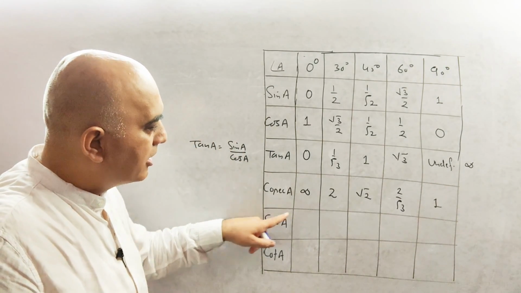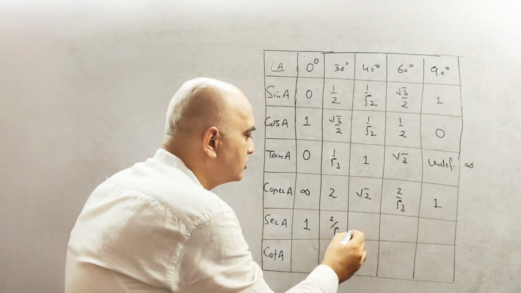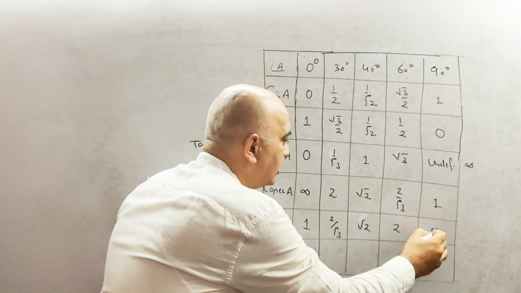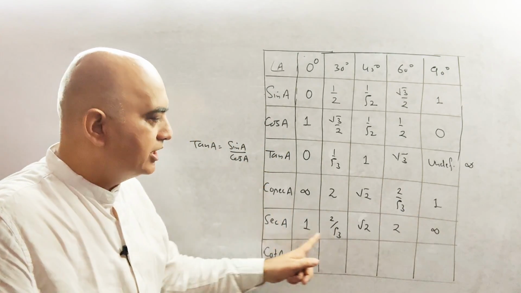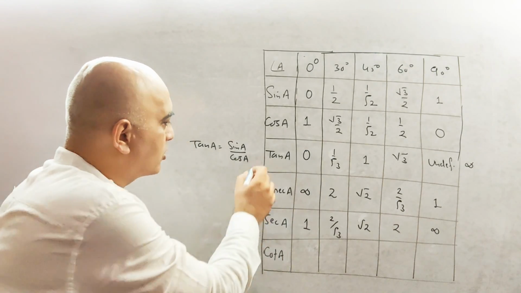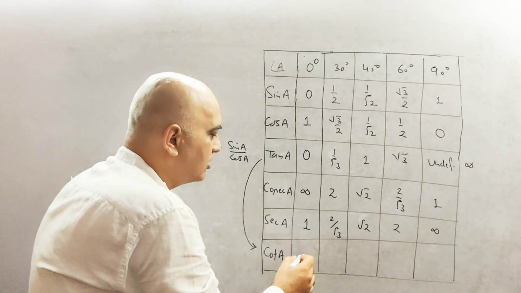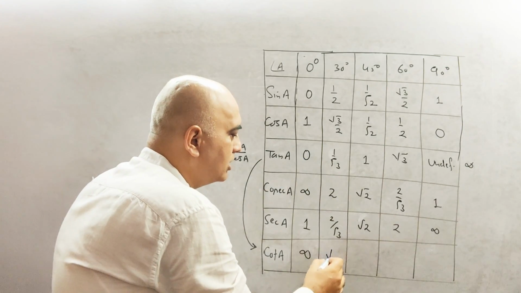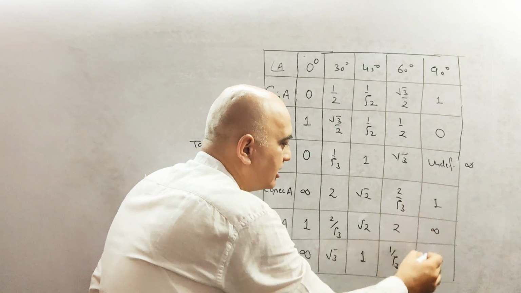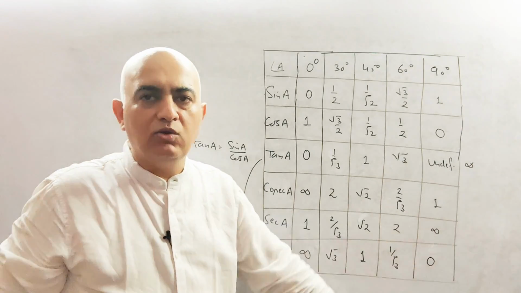And secant A, again you can reverse it: 1, 2 upon root 3, root 2, 2, and infinity. We can reverse this table to get the value of secant A. And cot A is the reciprocal of tan A. So we can take the reciprocal of tan A: the reciprocal of 0 is undefined, that is root 3. The reciprocal of 1 is 1, that is 1 upon root 3. The reciprocal of undefined is 0, right? So in this way, we can obtain the value of cot A also.